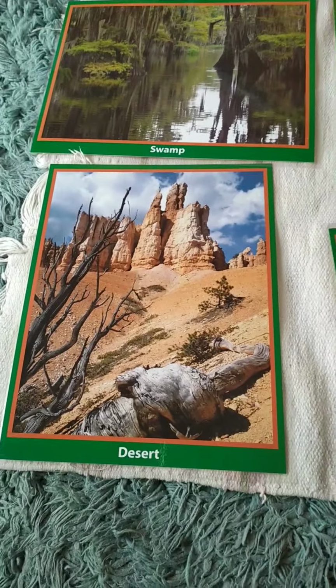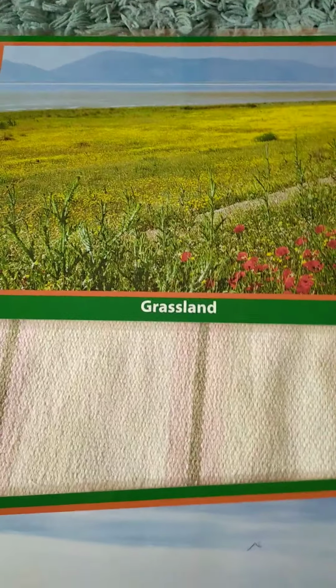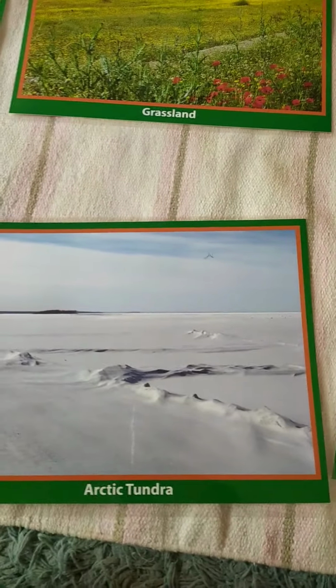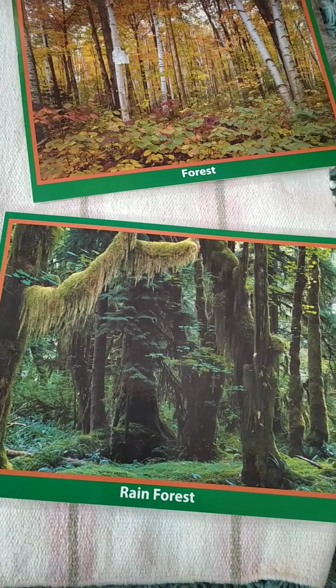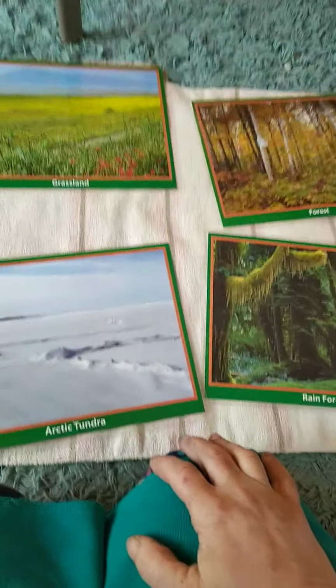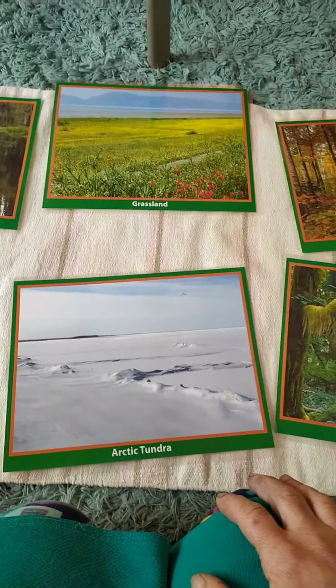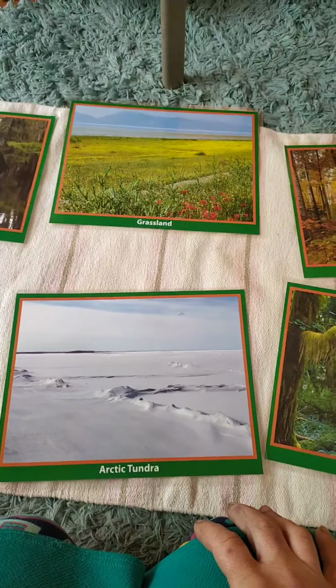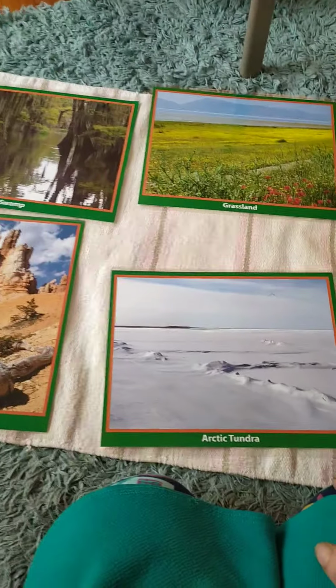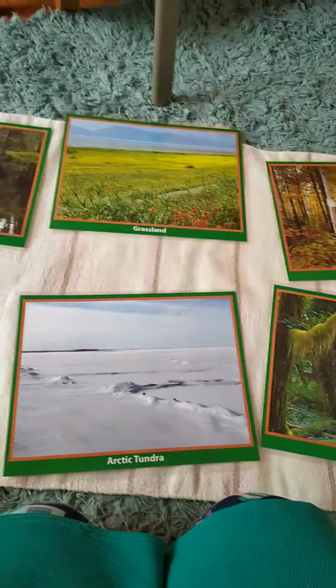You guys, this is basic biomes. Let's look at them again. I see a swamp, a desert, a grassland, an Arctic tundra, a forest, and a rainforest. Now, there's another one that's really big, and these are called terrestrial biomes, meaning they are on the earth. But there's another one. It's an aquatic biome. Aqua meaning water. So the ocean or marine biome is another large one. But we are studying terrestrial biomes for now.